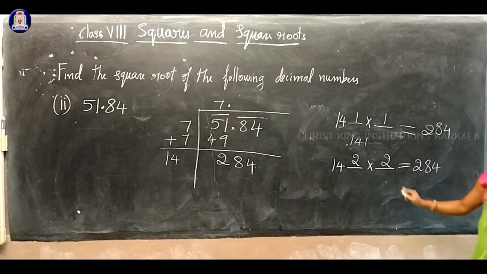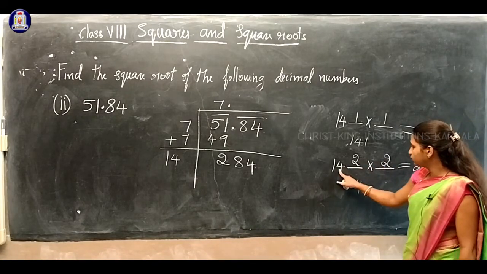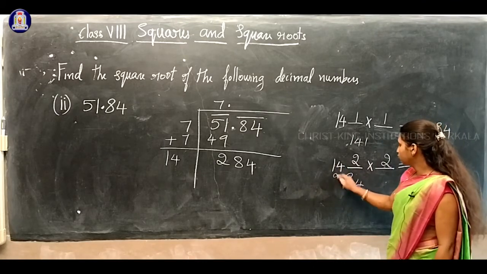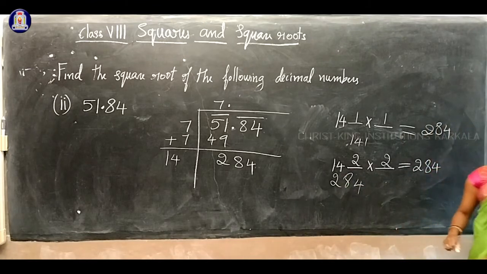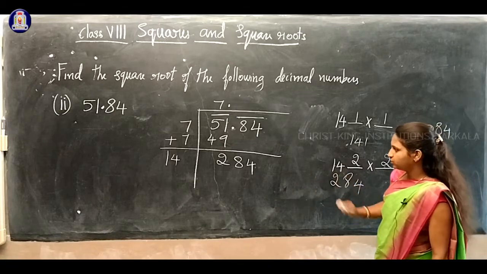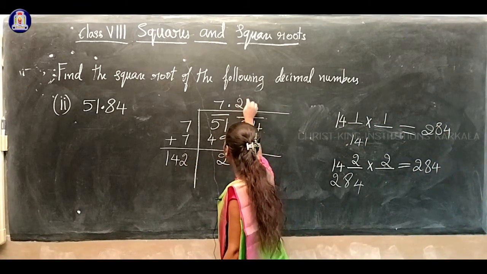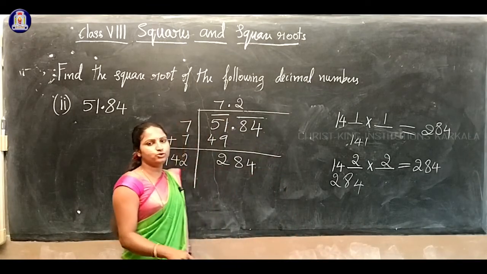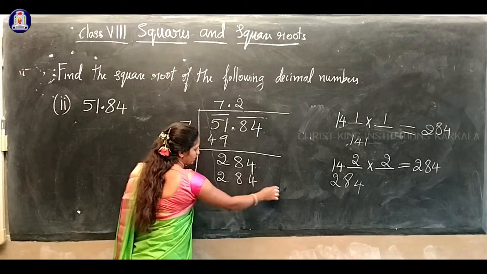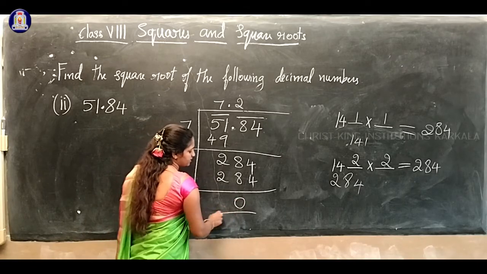If I consider 2, what happens? 2 into 2, 2 2s are 4. 2 into 4, 2 4s are 8, 2 1s are 2. So we will get 284. So 284 will get the exact answer, right? 142 into 2, if you multiply these two, we will get 284. So what is the remainder? Subtract, you will get remainder 0.